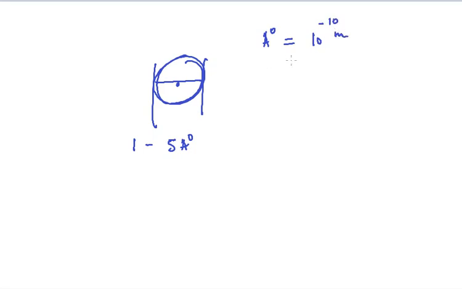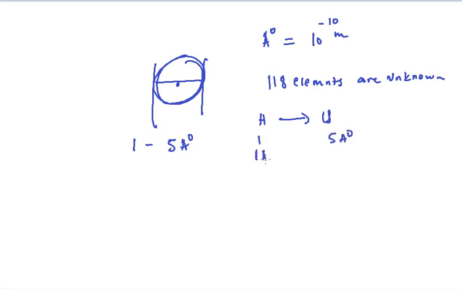So these days about 118 elements are known, and the smallest one is hydrogen, and the biggest one is uranium. So uranium has the largest dimensions, maybe 5 angstroms, and hydrogen will have 1 angstrom. So the range for most of the atoms lies between 1 to 5 angstroms.